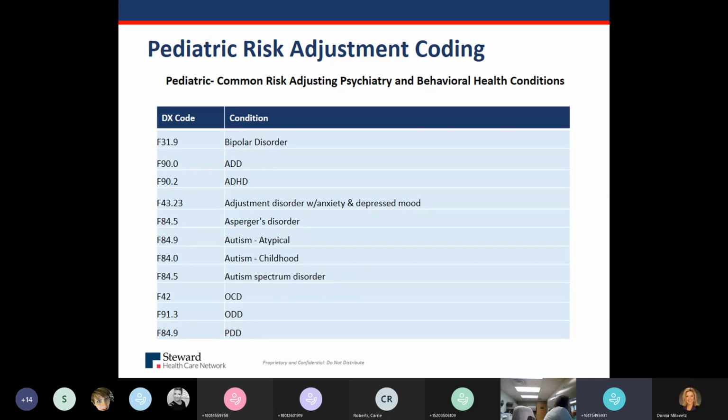These are common psychiatry and behavioral health conditions. So this is especially important with the Medicaid patients. Behavioral health conditions have even more value within the Medicaid population because we see it a lot within the Medicaid population. And there are so many more behavioral health disorders as well.